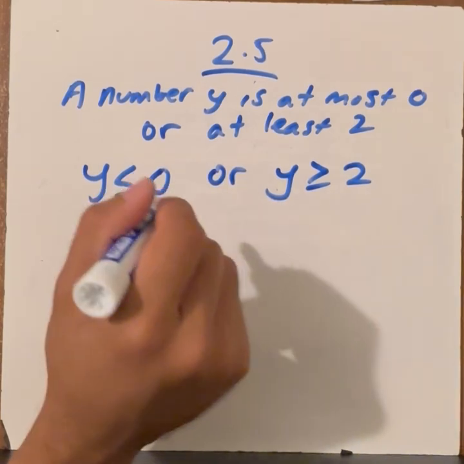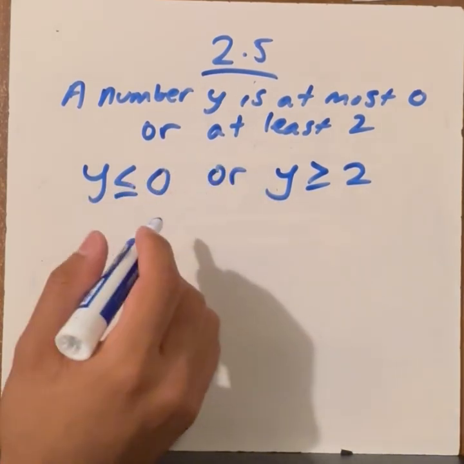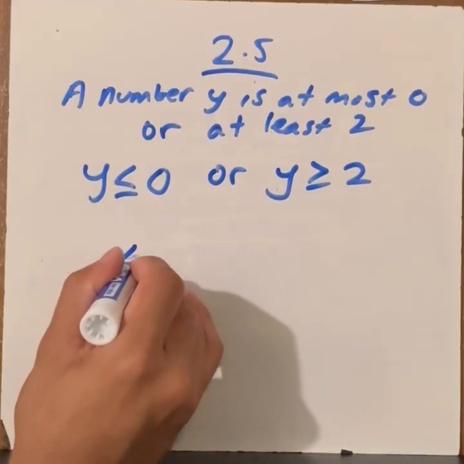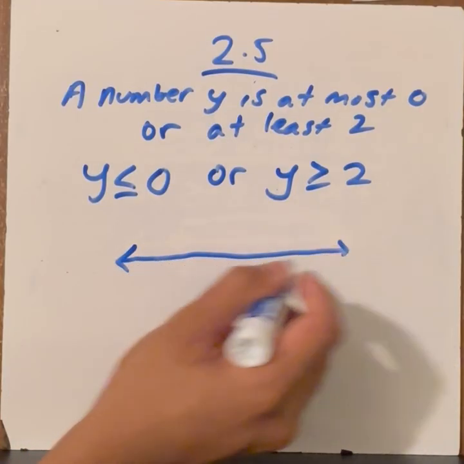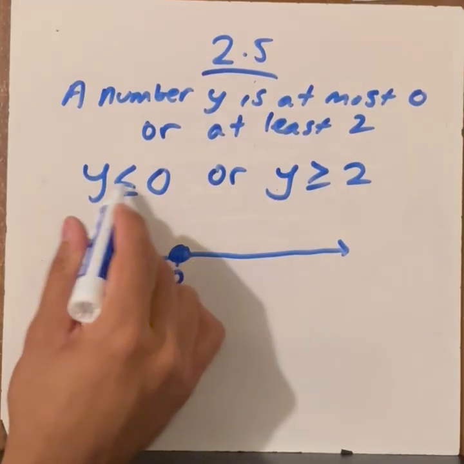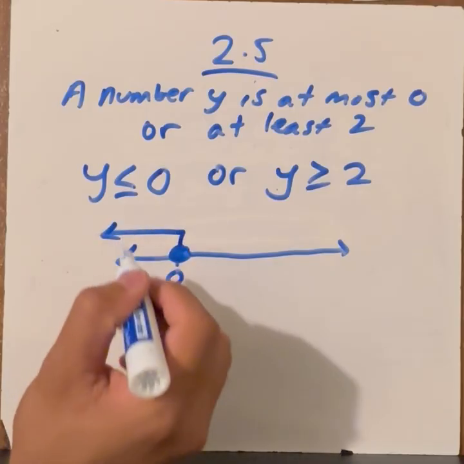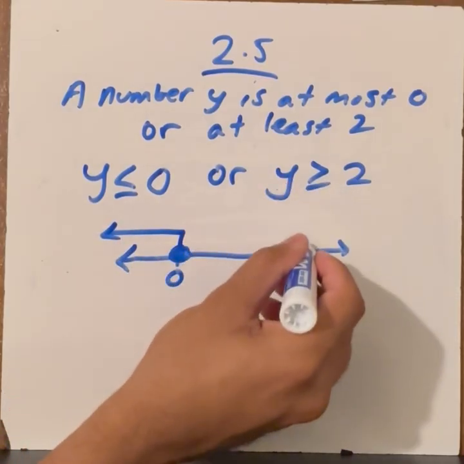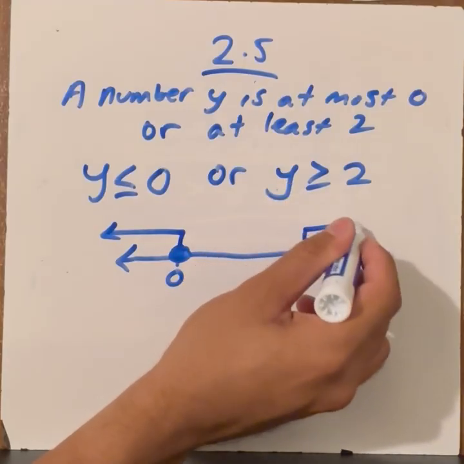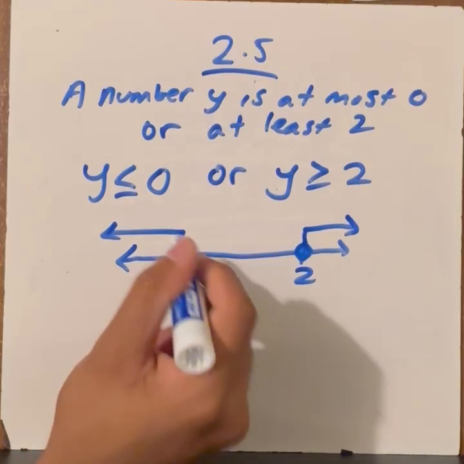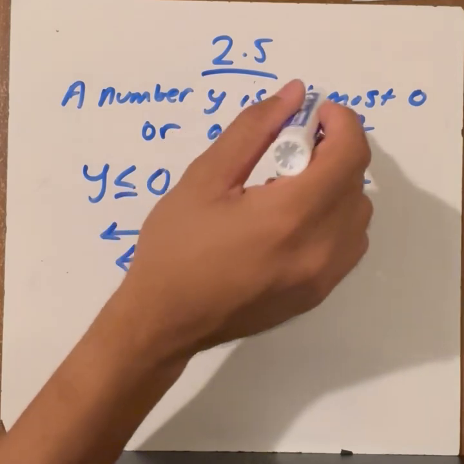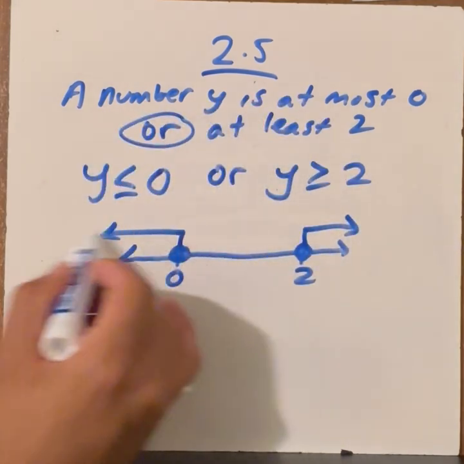So we have something that looks like this. When we have the word "or", we'll recognize that there's not going to be an intersection in our answer like there was in the last question. On a number line, we find 0. It's going to be a closed circle at 0 with all the numbers that are less than 0. And at 2, it's going to be a closed circle at 2 with all the numbers that are greater than 2. Notice in the last question that the intersection was between these two numbers using the word "and". But when we see the word "or", it's going to be facing opposite directions.